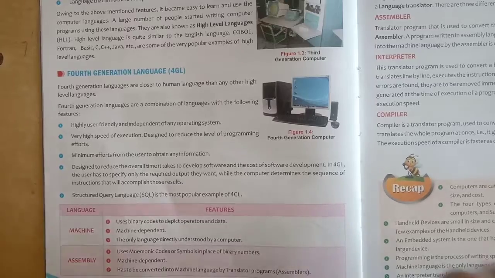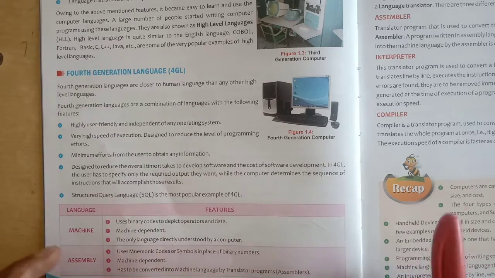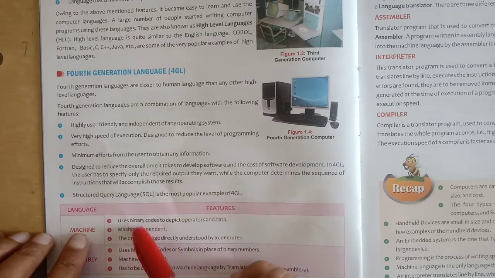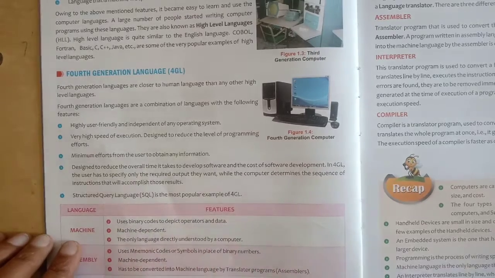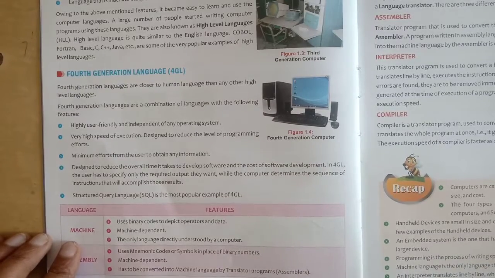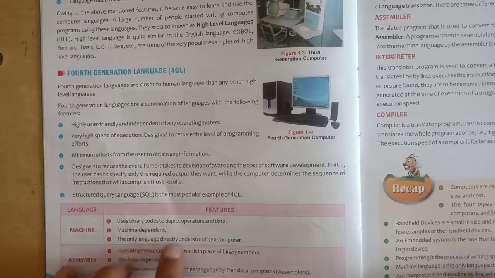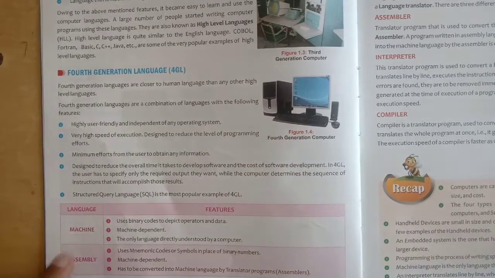So students, if you want to learn more in a comparative way about all your generations, let's see the chart of the features-wise languages. So first, machine language. Here you need to learn three points. Uses binary code, depict operators and data. Depict means to show someone or something in a picture, painting or in the photograph. Next one is machine dependent. Next one is the only language directly understood by the computer. You know very well because your computer can understand only machine language.